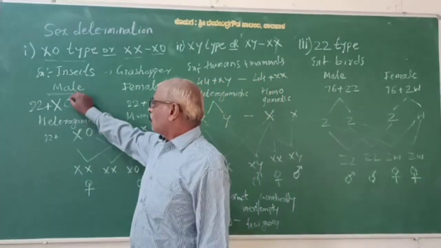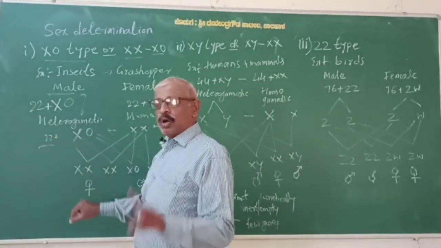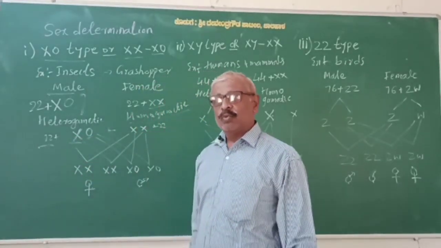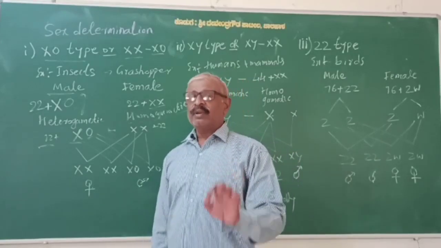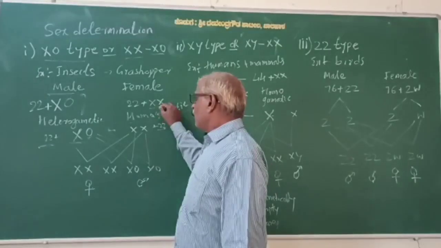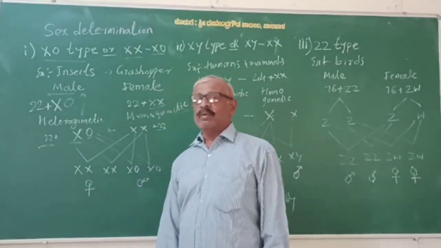See, in grasshopper males, 22 autosomes with two allosomes: one is X and the other one is nothing. One more is not there here. Only one X is there. That is the difference here. But in females, two X are there.